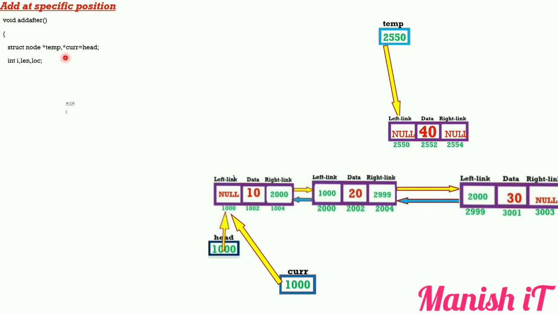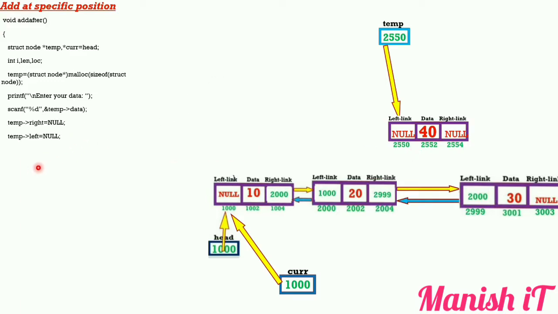So see here, I have to create a node temp, and current is pointing to head, and local variables of integer type, length and location. Location is to ask the user in which location the user wants to add. So we give a statement to the user, and scanf to read that value. So till here everything is similar to the create function.